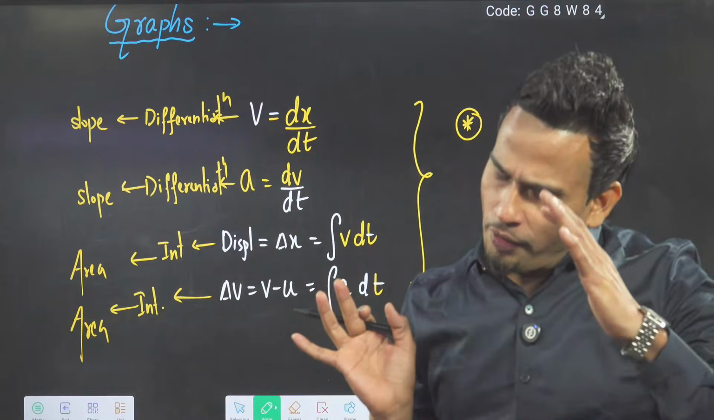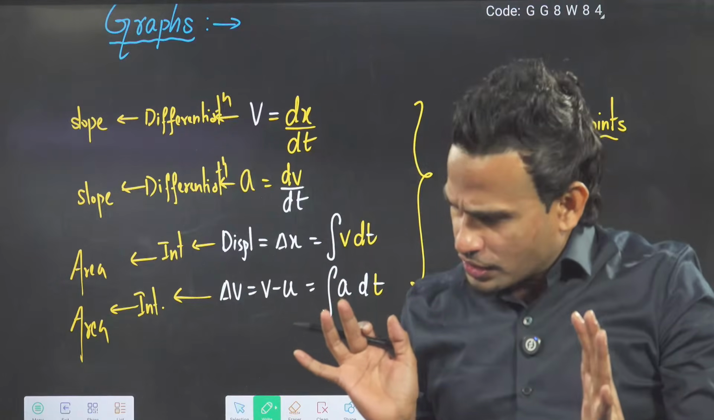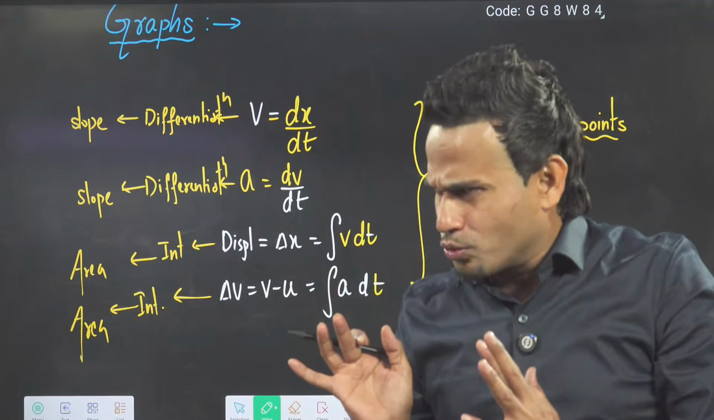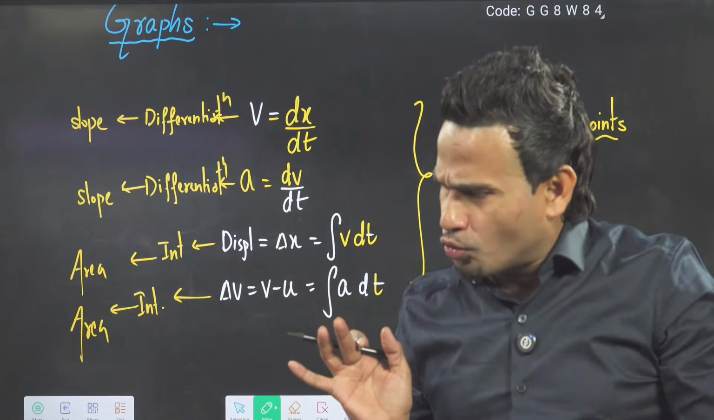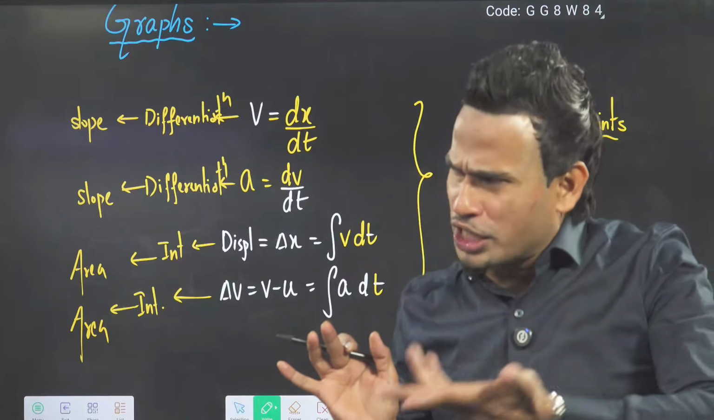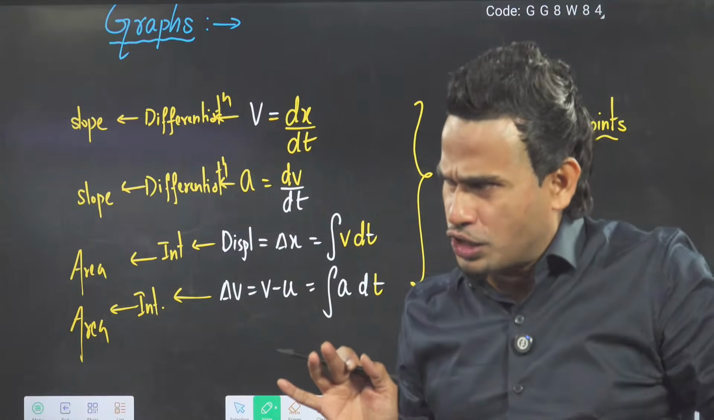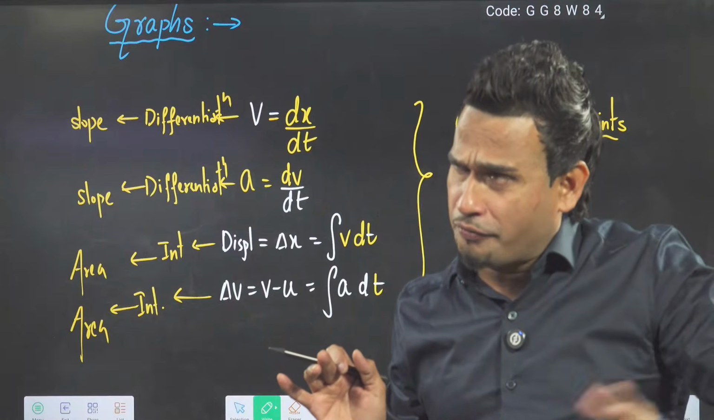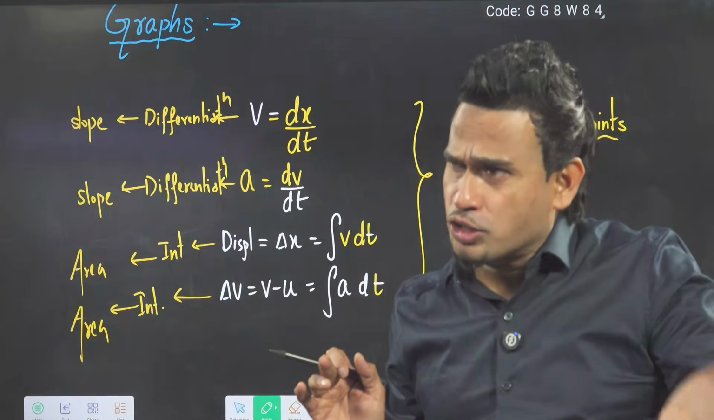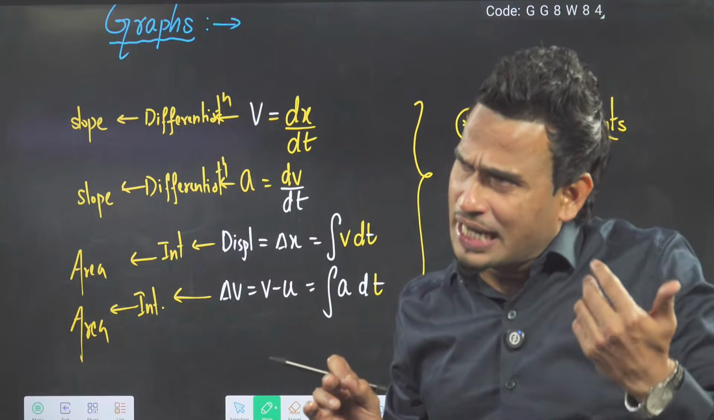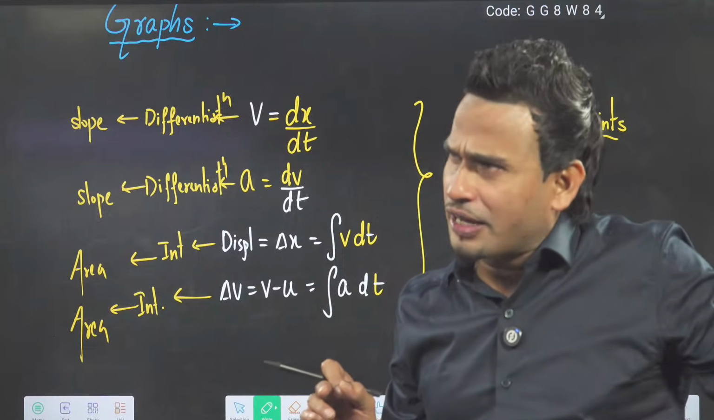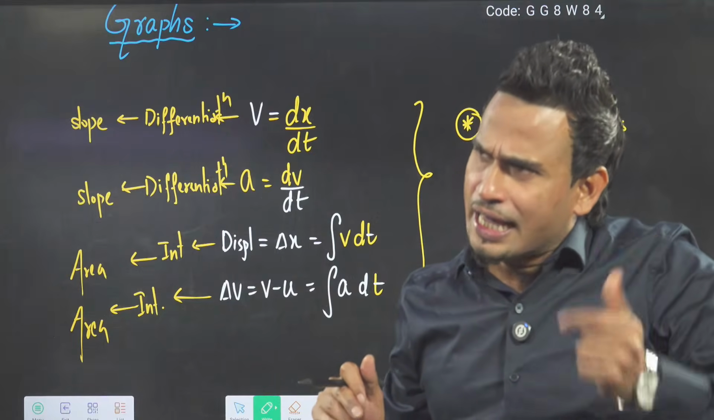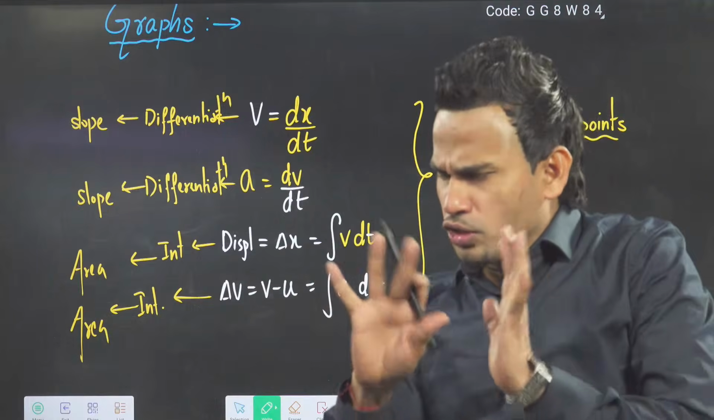So slope of displacement time graph will give velocity, sir, because velocity comes by differentiation of position with respect to time. Differentiation graphically means slope. So that's why slope of position time graph, displacement time graph will be velocity. So slope of velocity time graph will be acceleration, because acceleration comes by differentiation. Differentiation graphically means slope. When we integrate velocity, we get displacement, sir. Integration graphically means area. When we integrate acceleration, we get change in velocity. Graphical integration means area. So this is how we have talked about.